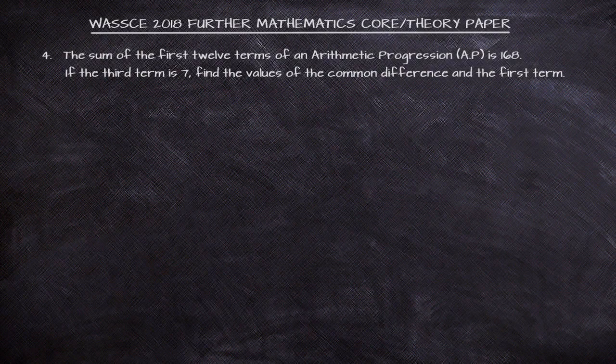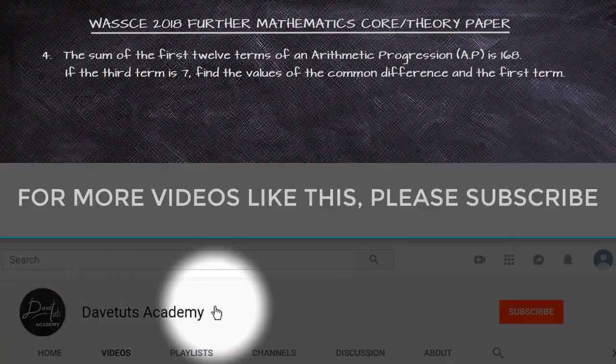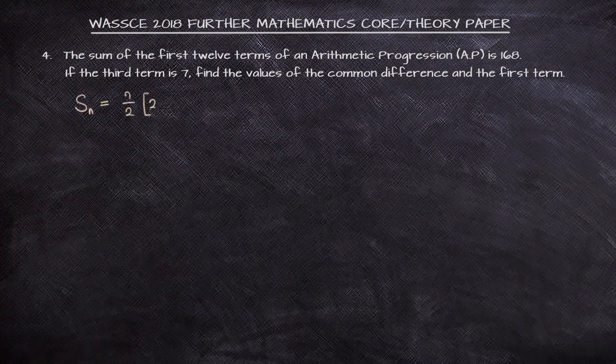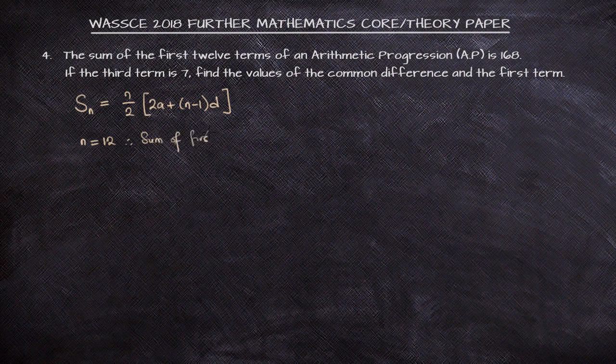Here, question number 4 from WAEC 2018 further mathematics theory paper. We are told that the sum of the first 12 terms of an arithmetic progression, AP, is 168. The third term is 7, and we're asked to find the common difference and the first term. Now, there is a general formula for getting the sum of the first n terms, and it's given as n over 2 into 2a plus n minus 1 d as written, where a is the first term and d is the common difference.